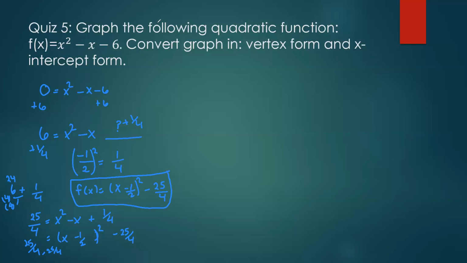Now we have to convert it to x-intercept form, which is pretty simple. You just factor it. So it would be x, and then I'll use -3 and +2. Okay, so this is what's called x-intercept form. And this is what's called vertex form.